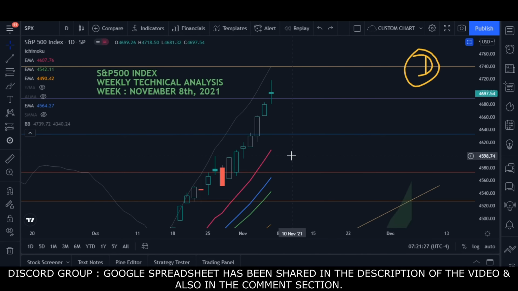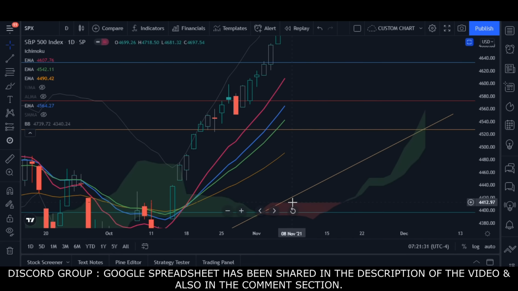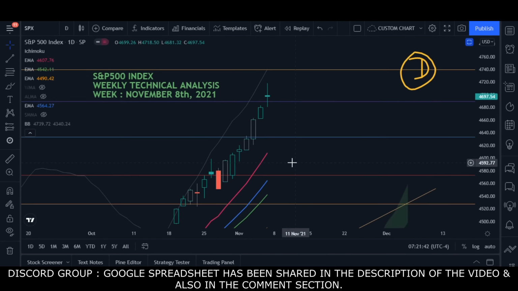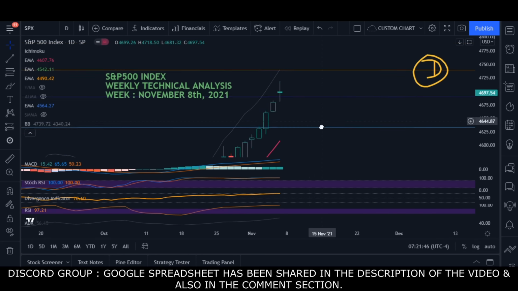And if you see the Ichimoku, it is nowhere to be seen in the picture. It is around 4,400 when the market is hovering around 4,700. So it is still bullish. Now let's look into the other technical indicators.